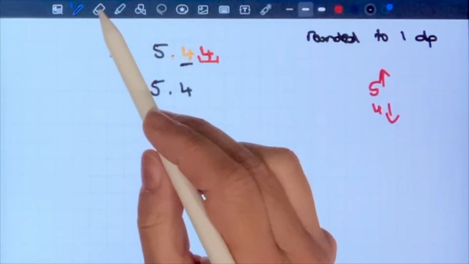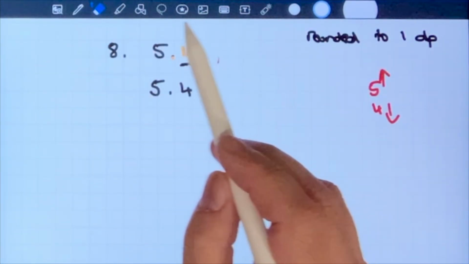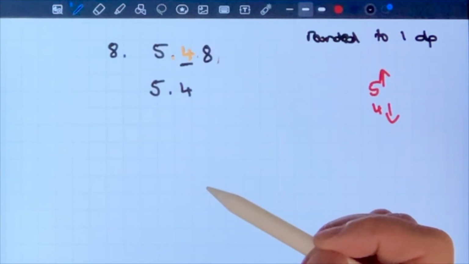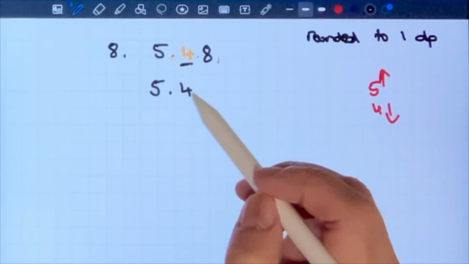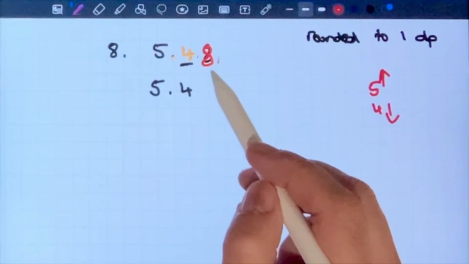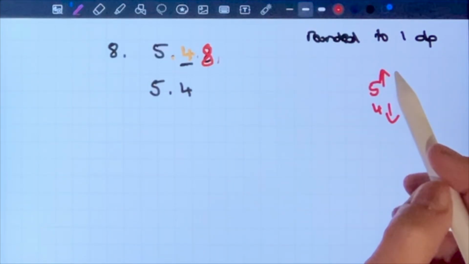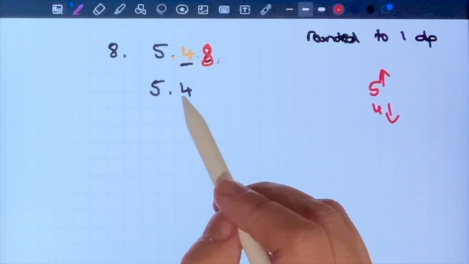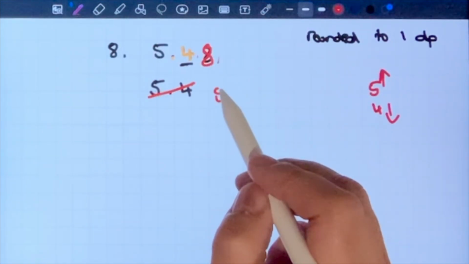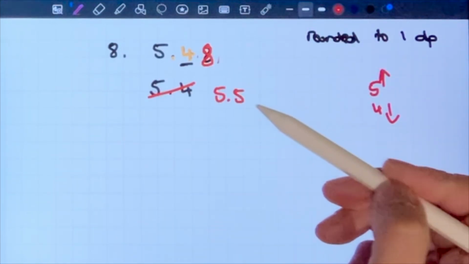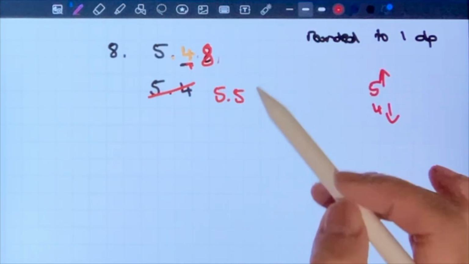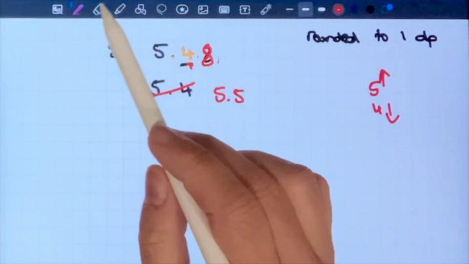Again, just to show by contrast, if this number was an 8, for example, then my answer would be different, because I would look at my critical digit, and given it's an 8, it would now get rounded up, which then means that this is going to become 5.5, because it would get rounded up. So that's the difference between rounding it up or down.